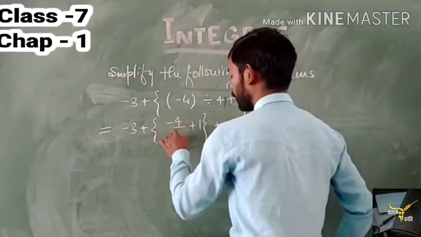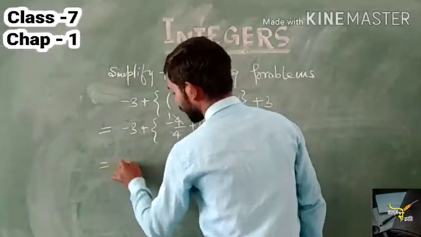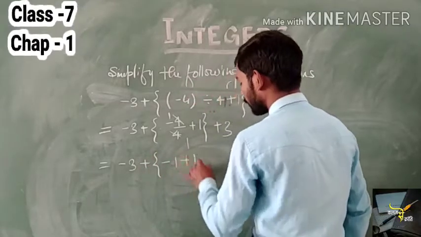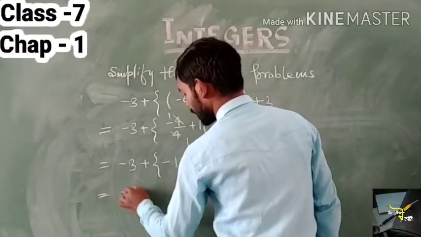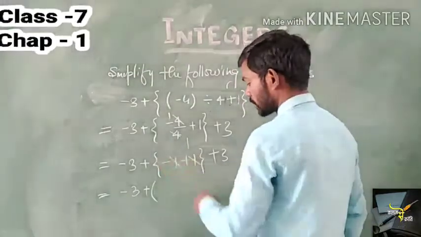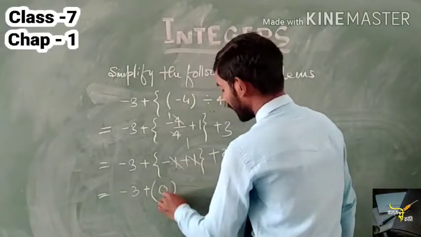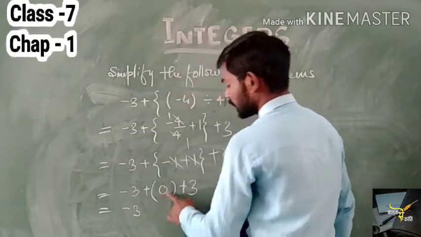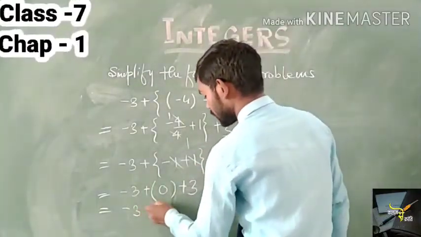Okay. Now here 4 ones are 4 and 4 ones are 4. So we get minus 3 plus, minus 1 plus 1, and plus 3. In the next step, minus 3 plus minus 1 plus 1, they cancel out and give us a result of 0, and plus 3. Again we get minus 3. 0 plus minus 3 will always give us minus 3, plus 3.